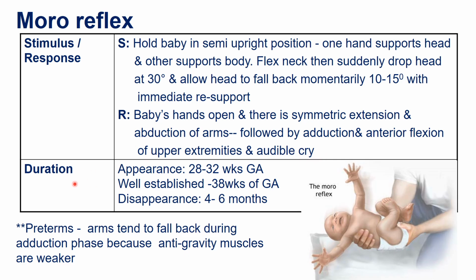This reflex appears at 28 to 30 weeks of gestation, that is prenatally. It is well established by 38 weeks of gestation. By the time the baby is born, usually term is after 37 weeks, it is fully matured, and the disappearance is at 4 to 6 months of life. In the case of preterms, note that the arms tend to fall back during adduction. In the returning phase in the preterm, the arm turns backward because the anti-gravity muscles in the preterm are still weaker.